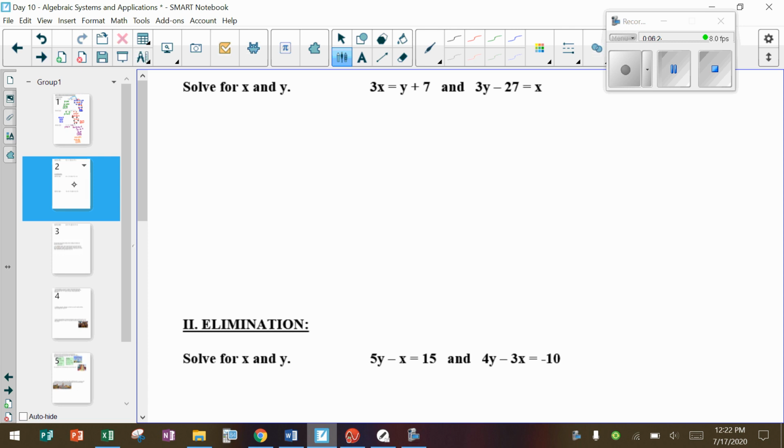Now, I did mention that it doesn't always have to be y as the one that you get alone. So here's an example where x is already by itself. So I can substitute 3y minus 27 in for where the x was. So instead of x, I'm going to put in the 3y minus 27. I'm going to distribute. 3 times 3y is 9y. 3 times negative 27 is negative 81.